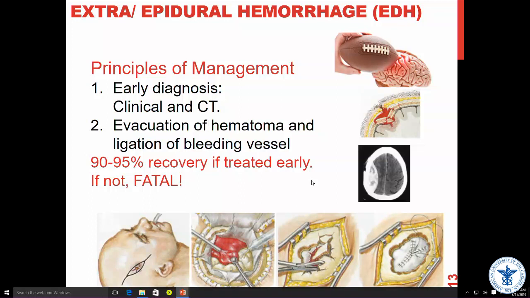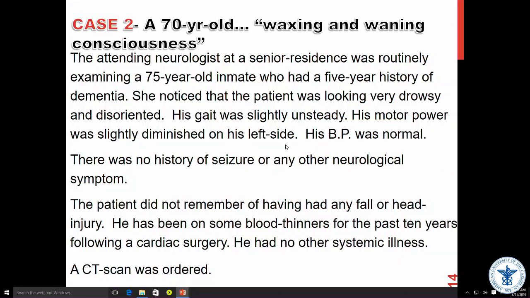Okay? And it's quite easy to treat. Surgery is quite simple. You need an experienced person, but you don't need high technology there. Important, important, important. Don't forget this. Now, we have another patient, 70 years old. Now, this is older. Waxing and waning consciousness.